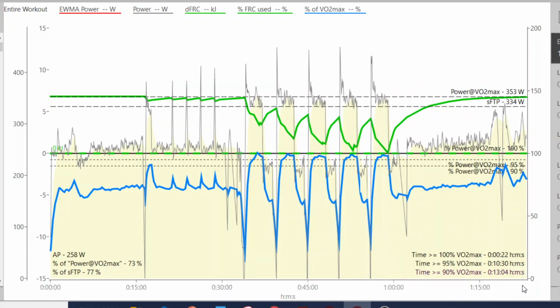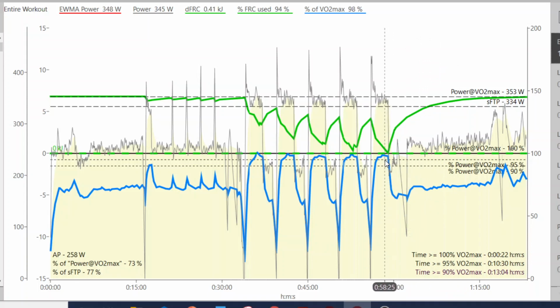Down here we have some summary metrics. So for this entire workout, he had only about 22 seconds where this modeling shows that he was at 100% of power VO2 max. You can't really go greater than 100% of VO2 max. I mean, you can go greater than the power, but you can't really go greater than 100% of VO2 max. 22 seconds. And about 10 minutes and 30 seconds were spent between 95% and 100%. So again, this horizontal line and this horizontal line, between those two right here.